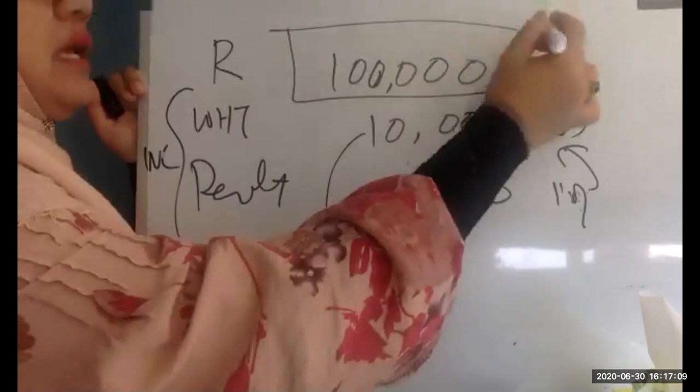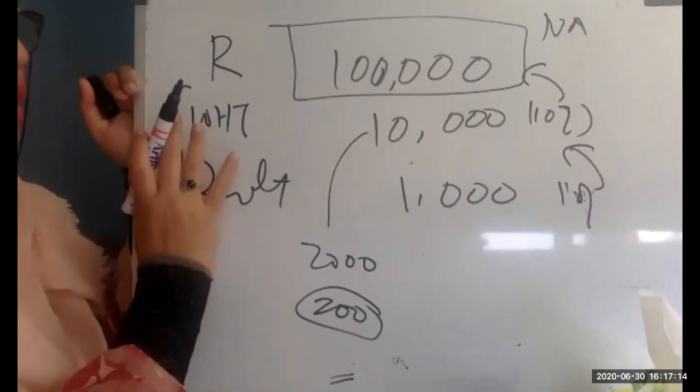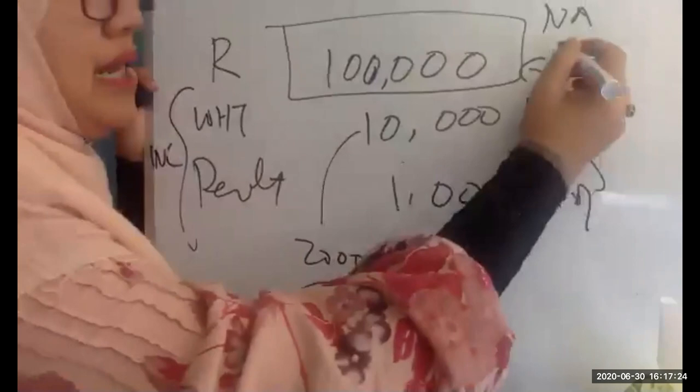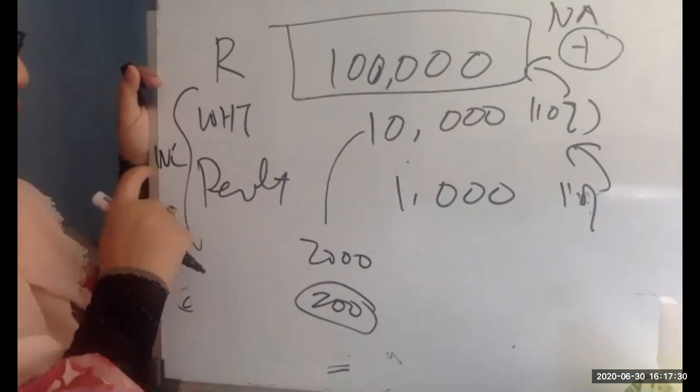You get that? If you do not comply, the whole amount of the royalty is not allowed. Okay. So it's not allowed, it means that when you do your submission, you have to add back. Right? Because why is the amount not allowed? Because you do not comply with the withholding tax provision.